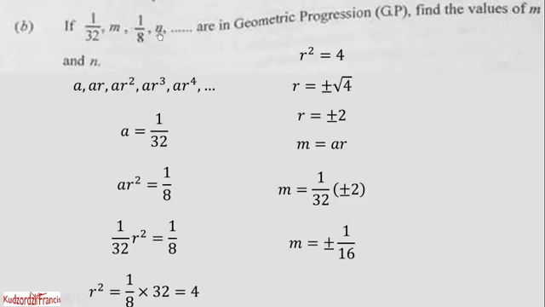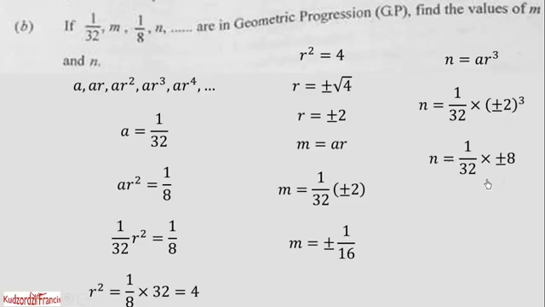Then this is the fourth term, and that fourth term is given by n equals ar cubed. That is, by comparison, n will be equal to ar cubed. So we put the a and the r there. The a is 1 over 32 and the r is plus or minus 2. If you cube negative 2, you get negative 8, and if you cube positive 2, you get positive 8. So you get plus or minus 8.